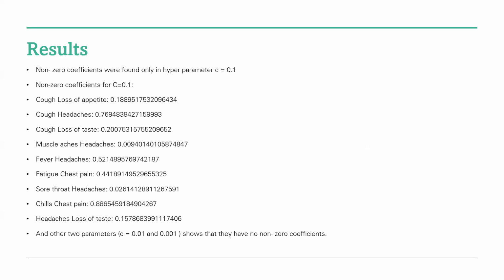Usually, non-zero coefficients suggest that these symptoms contribute significantly to predicting COVID-19 positivity. Lasso regression helps us identify which symptoms are most important for diagnosing COVID-19. By focusing on symptom interactions, we gain a better understanding of how they work together in predicting outcomes.